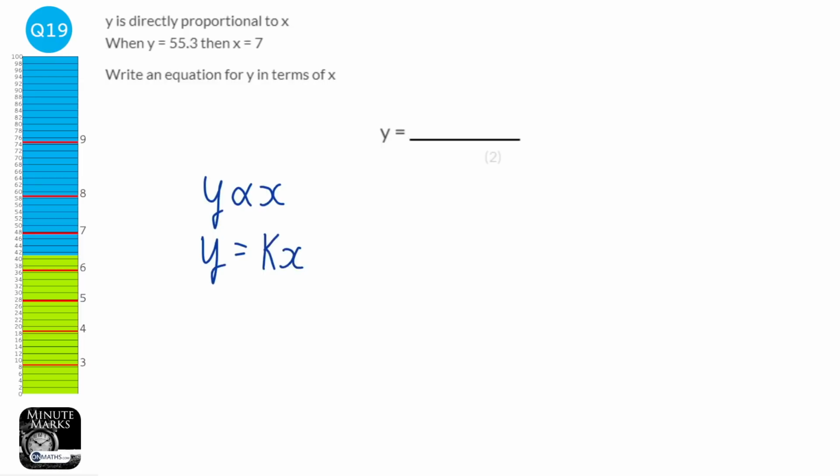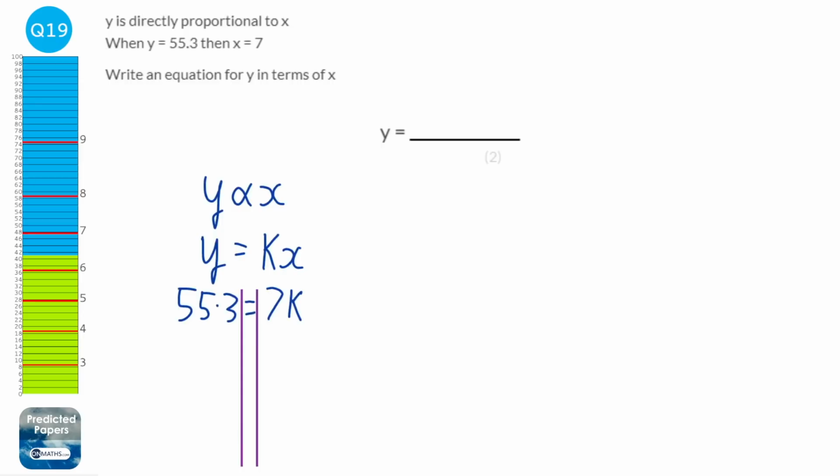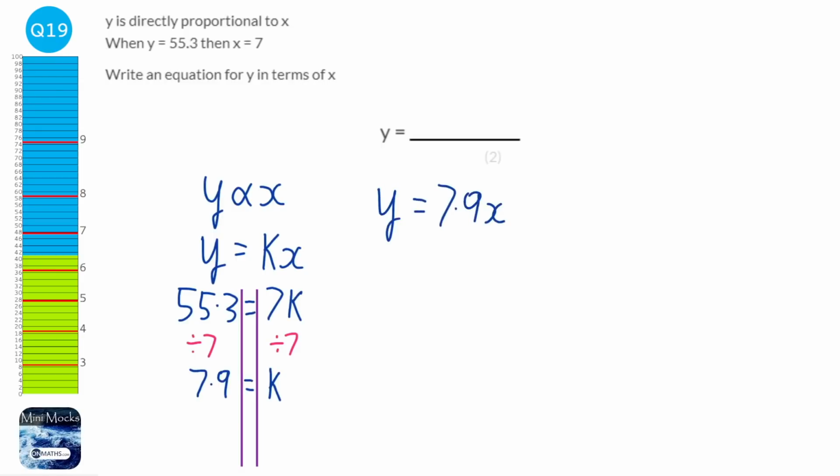To find out what that constant is, we're going to feed in the value of y and the value of x that we have. So y is 55.3 and x is 7, so it would be 7k. We're just going to put our lines in and solve this. So it's going to be divide by 7 both sides, and 55.3 divided by 7 is 7.9, and that's what k is. So we're going to rewrite this formula: y equals 7.9x, and that is actually our answer.